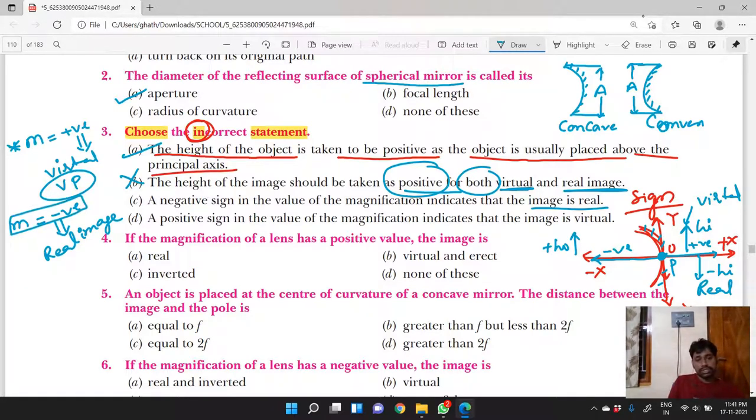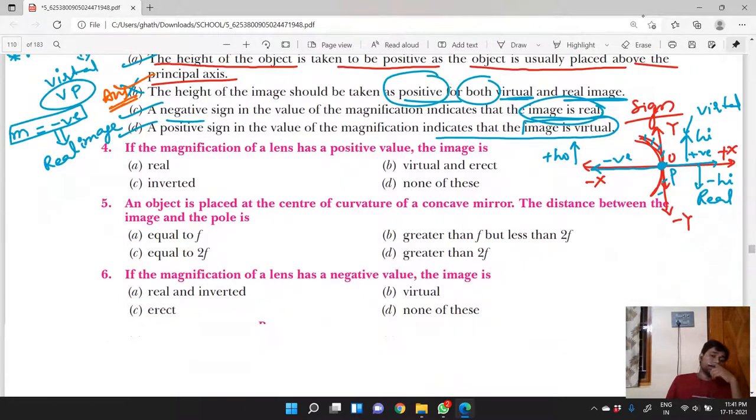Here in the question, negative magnification is real. Yes, this statement is true. And positive magnification indicates a virtual image, so this is also true. They are asking for the incorrect statement. So we go with option B. The answer is B. Correct statements means three correct will come, but they asked for the incorrect statement, so we will go with option B.